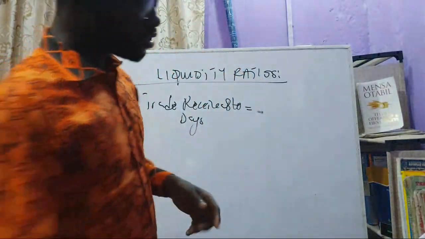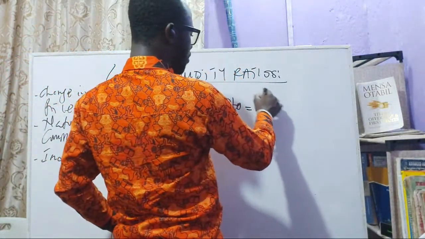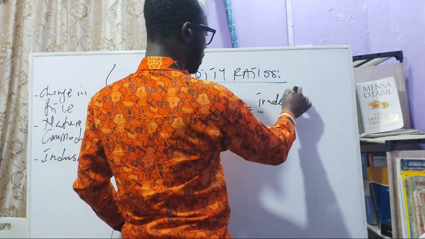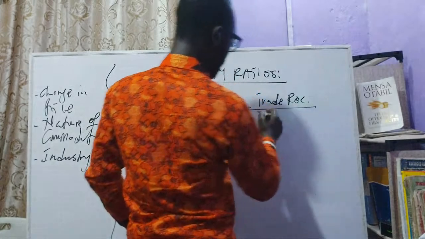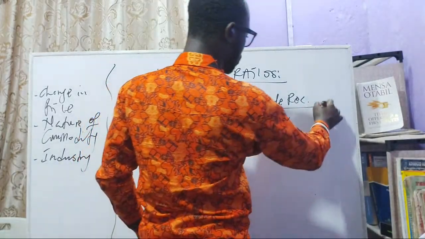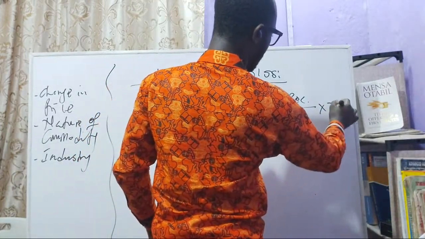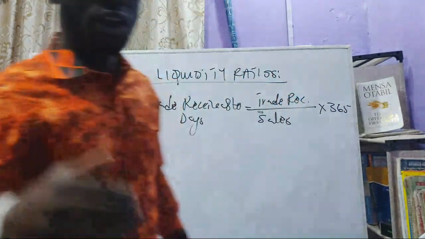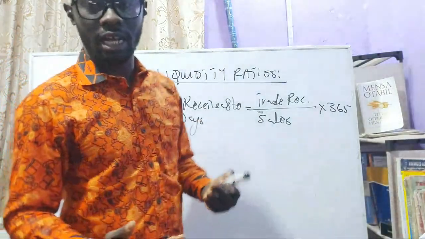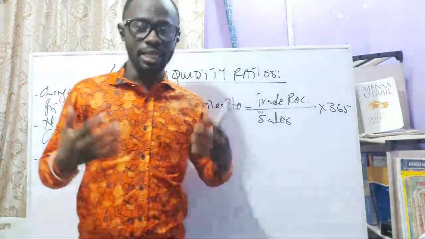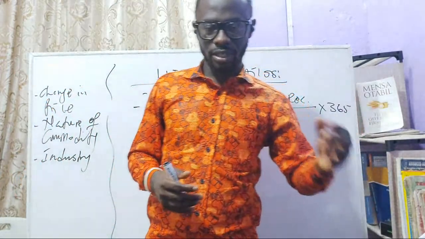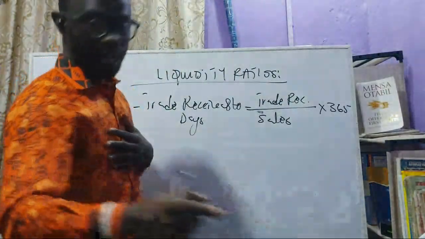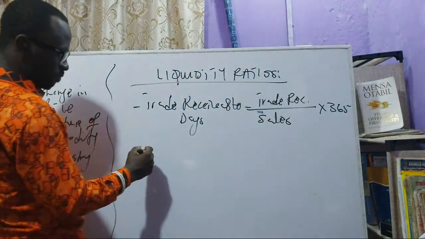So how do we compute this? We compute this by looking at the trade receivables divided by the sales, or other books will call it turnover, times 365 days. How long it takes our credit customers to pay us the money they owe us. The longer the period, the worse it is for the company. The shorter the period, the better it is for the company. I'm going to come back to this in a moment.